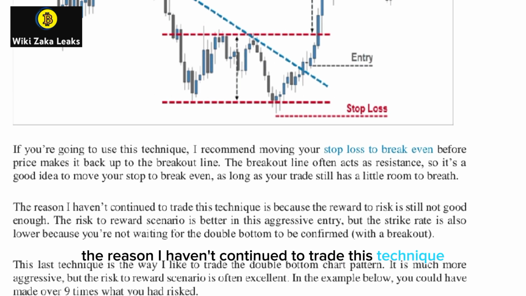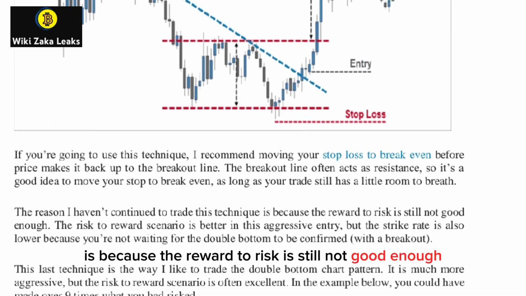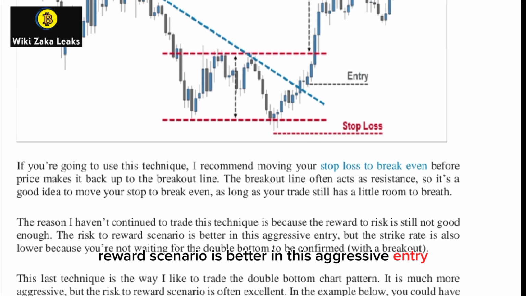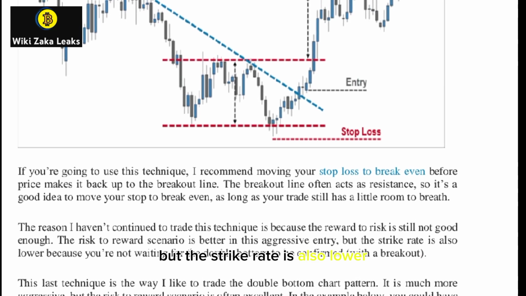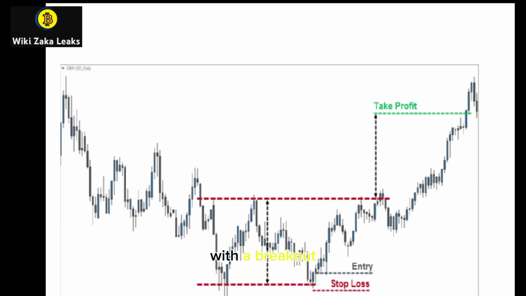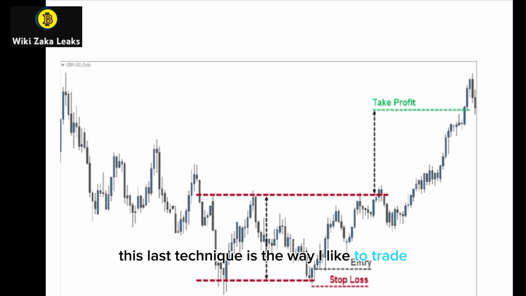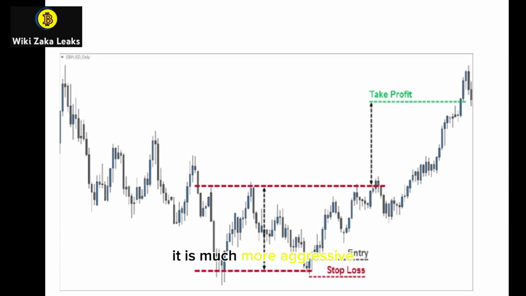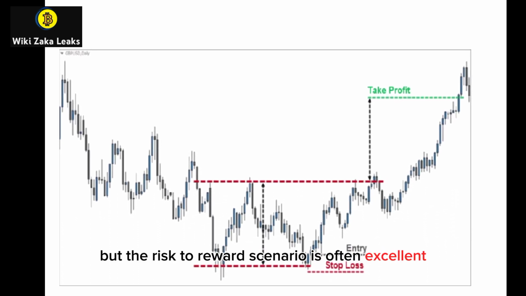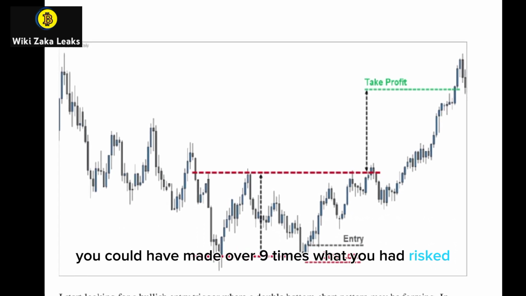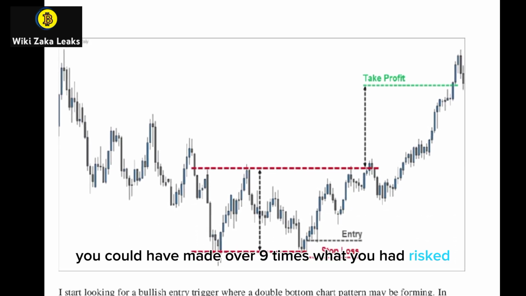The reason I haven't continued to trade this technique is because the reward to risk is still not good enough. The risk to reward scenario is better in this aggressive entry, but the strike rate is also lower because you're not waiting for the double bottom to be confirmed with a breakout. This last technique is the way I like to trade the double bottom chart pattern. It is much more aggressive, but the risk to reward scenario is often excellent. In the example below, you could have made over 9 times what you had risked.